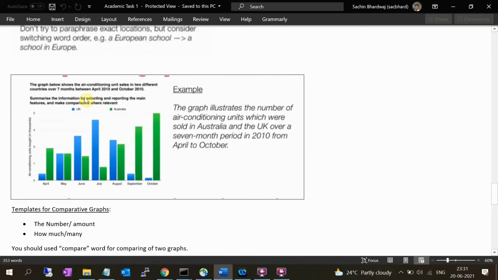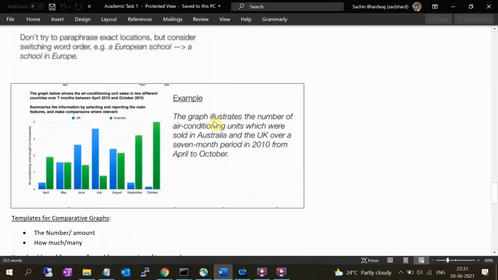Also see here we have the word show, which we have modified to illustrates. So try to paraphrase it. It will really help. If you write the same word, you may lose marks.